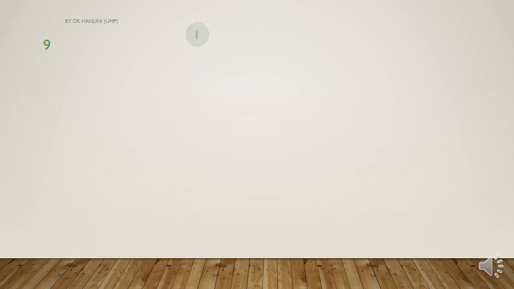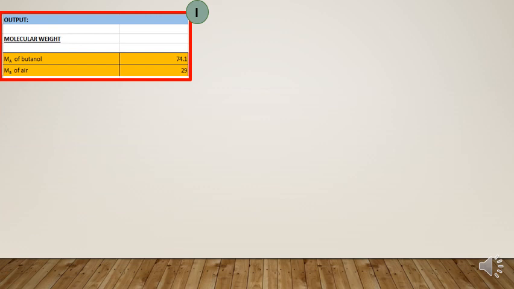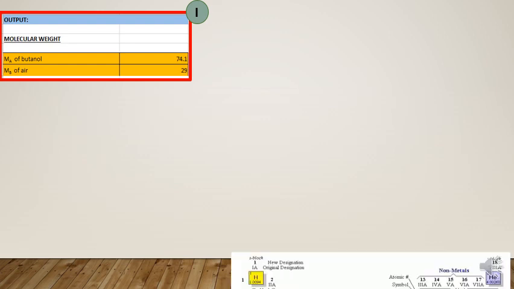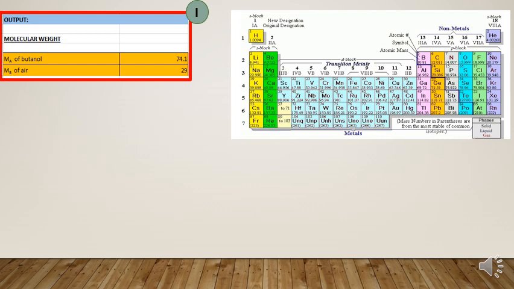Let's proceed with the next step, which is to determine the molecular weight of butanol and the molecular weight of air. Since the value is not given in the question, we need to determine the molecular weight for butanol and air from the periodic table. Here we have the periodic table. The value that you should focus on is the atomic mass, which is the value at the bottom part here.